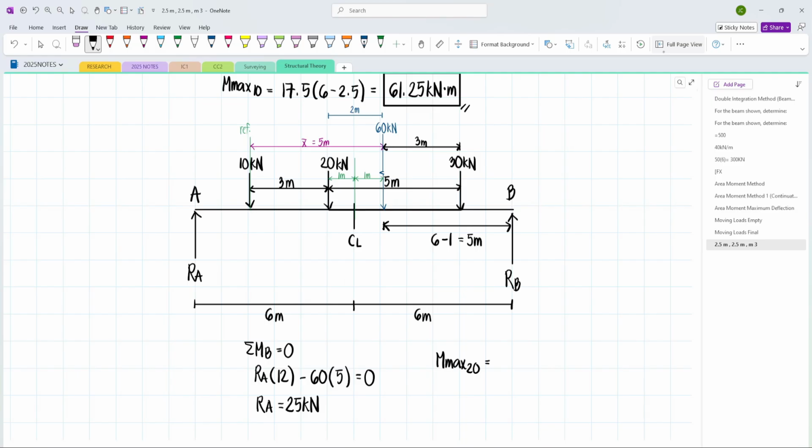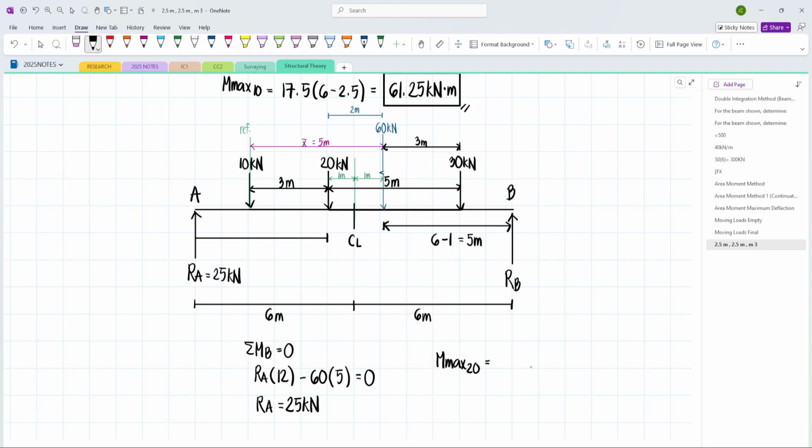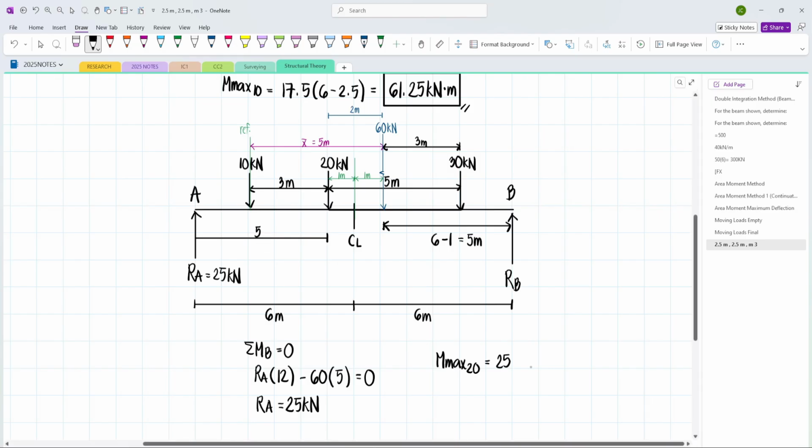So, to solve the maximum moment under the 20 kN load, we have M max 20. Ayan. We start with RA. So, again, this is 25 kilonewtons. Then, yung moment arm niya going to the 20 kN load is equal to 5 meters. Diba, sinabi ko kanina kung ano yung moment arm ng resultant patungo sa nearest support, yan din yung moment arm ng left support going to the load of interest. So, M max 20 again is 25 kN times this distance. Ayan, 5 meters yan. 6 meters minus ito, 1 meter.